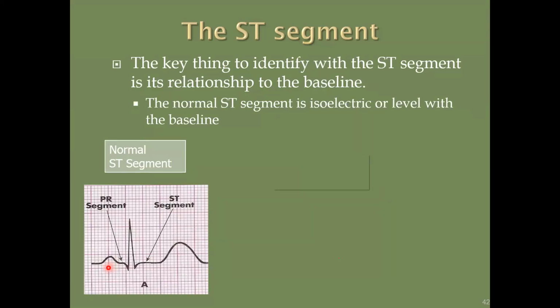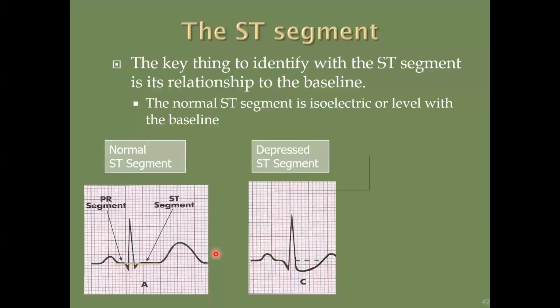The AV node is holding on to the impulse. So my ST segment should be, in the normal heart, even and at the same level as my PR segment. If it's not, then I have to ask why. So if you look here, you can see that it is depressed.